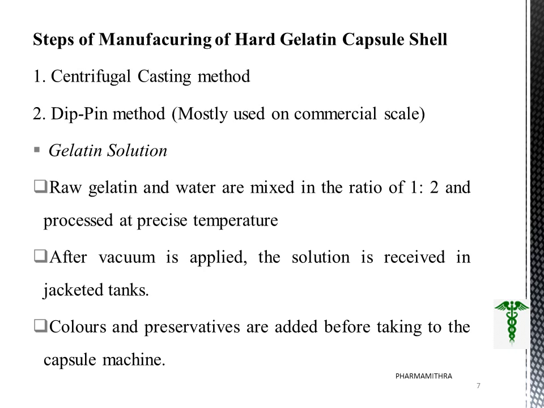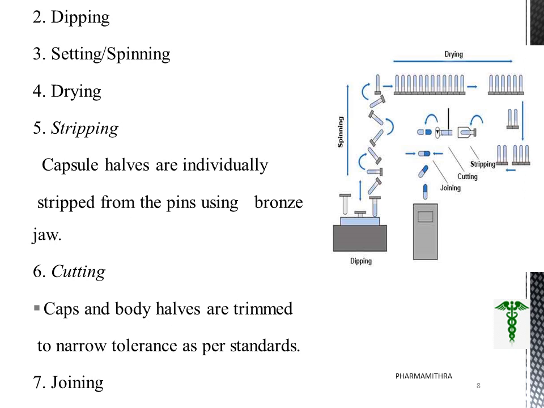prepared? Gelatin solution is prepared by using raw gelatin and water, mixed in the ratio 1:2 and at a precise temperature. After this we apply vacuum, and colors and preservative are added before taking it into the capsule machine. Then this is the diagrammatic representation of the manufacturing process.